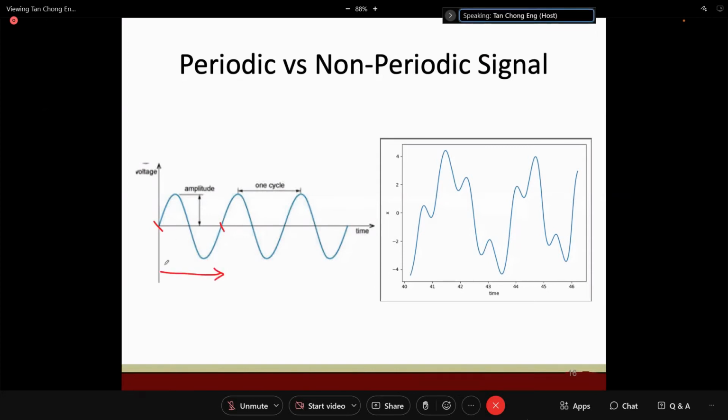Okay? The one cycle here is actually similar from this one to another one. So this cycle from here to here is actually the same. Okay? Because of that, this is what we call the periodic signal. And this signal looks perfect, original.